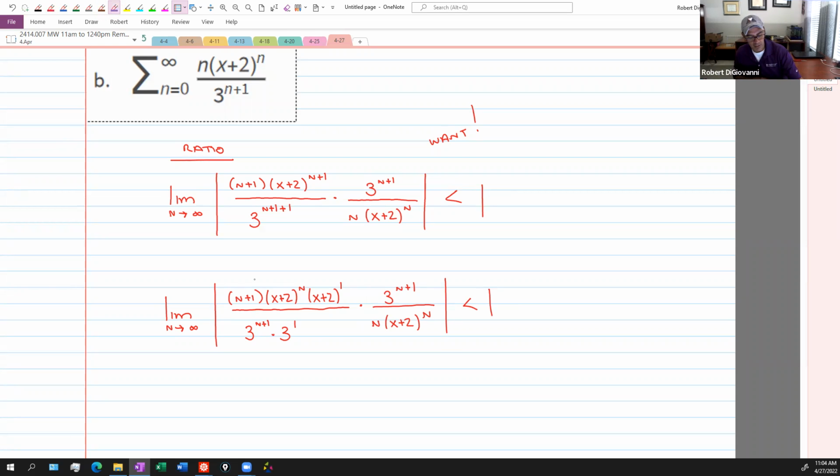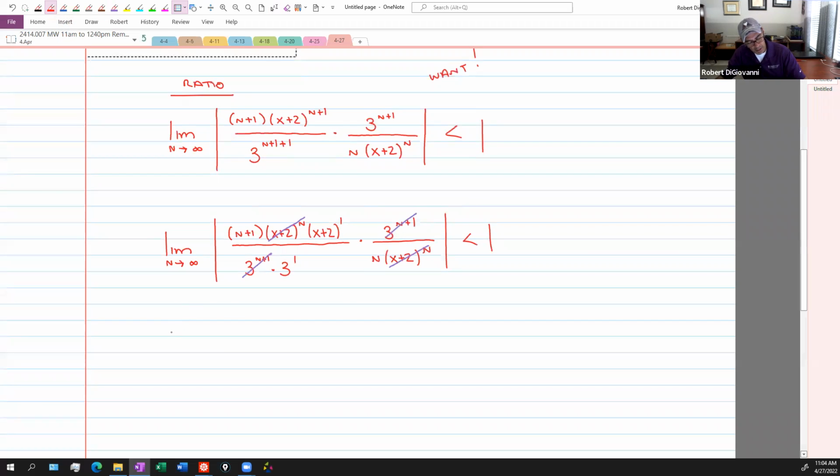And we start canceling stuff out. So the x plus 2 to the n goes away. The 3 to the n plus 1 goes away. And so what's left here for me is, let's see, the stuff with x in it, I've got an x plus 2. I'm going to put that over here in parentheses. I need this to be less than 1. And I still have on top an n plus 1. And on the bottom, I have the 3 and the n, so 3n here. And those are being multiplied together.